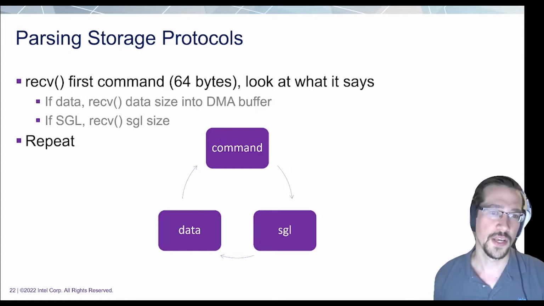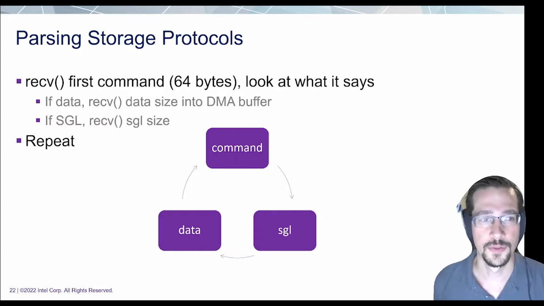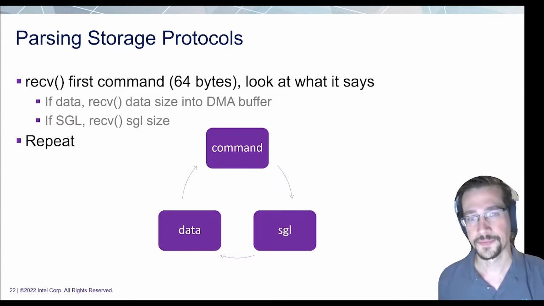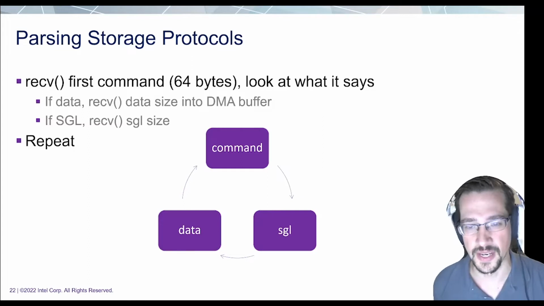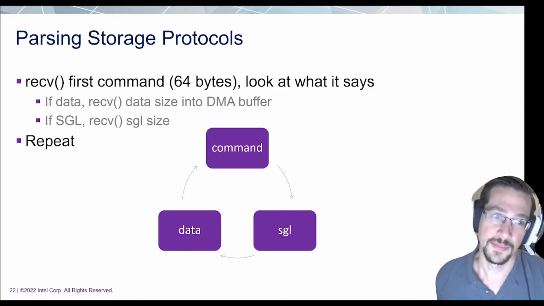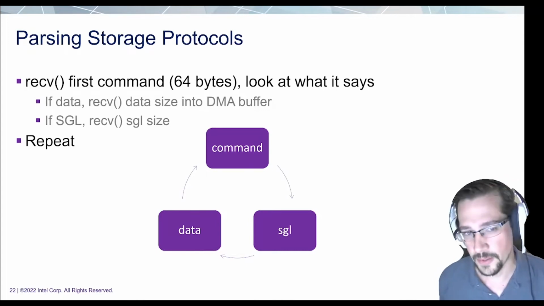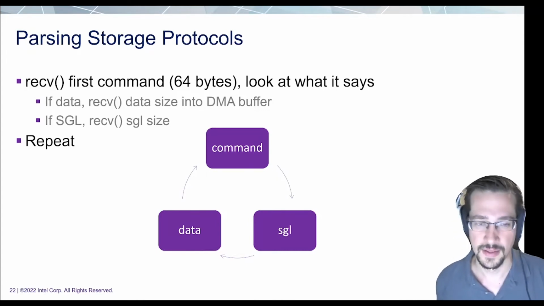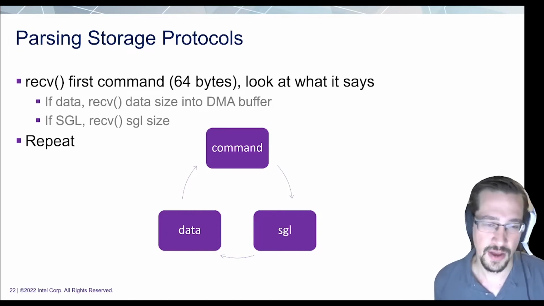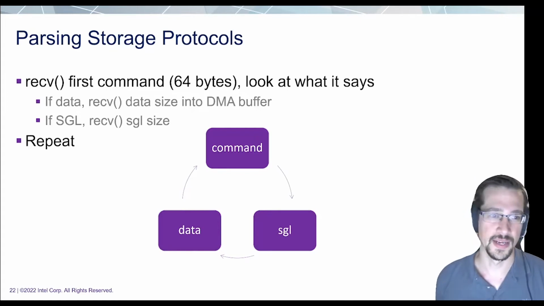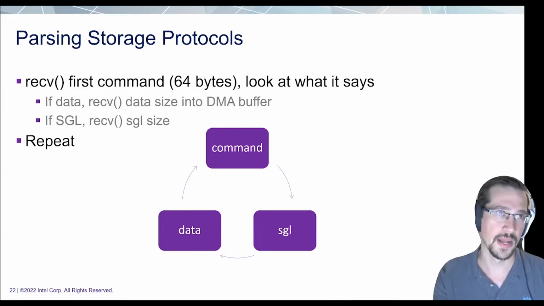And so in order to figure out what's happening, you have to first receive the first command. The first thing will always be a command, and we'll imagine it's like 64 bytes. Look at what it says. What kind of command is it? And then it'll tell you, am I followed by an SGL? Am I followed by data? Or am I done? And if it's followed by data, you have to receive however much data it said. If it was a write command, it would have in-capsule data.